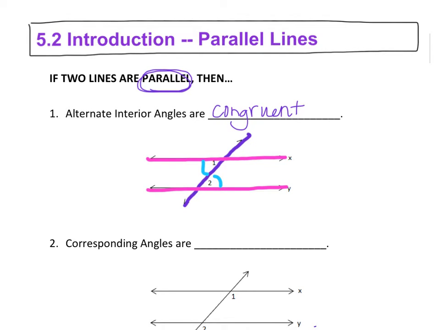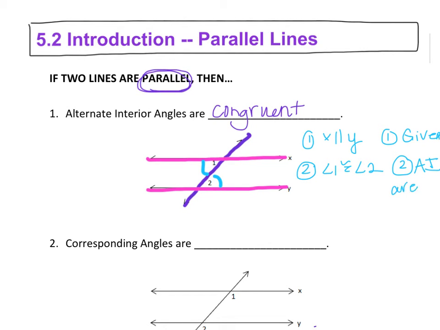So let's think about what this might look like in a proof. Let's say that you know that line X is parallel to line Y, and what's your reason for that? It's given. Then if you have parallel lines with that transversal cutting through, then you can say that angle 1 is congruent to angle 2. And what's your reason? Alternate interior angles are congruent. It's just kind of like a definition. So that's all you would have to say.